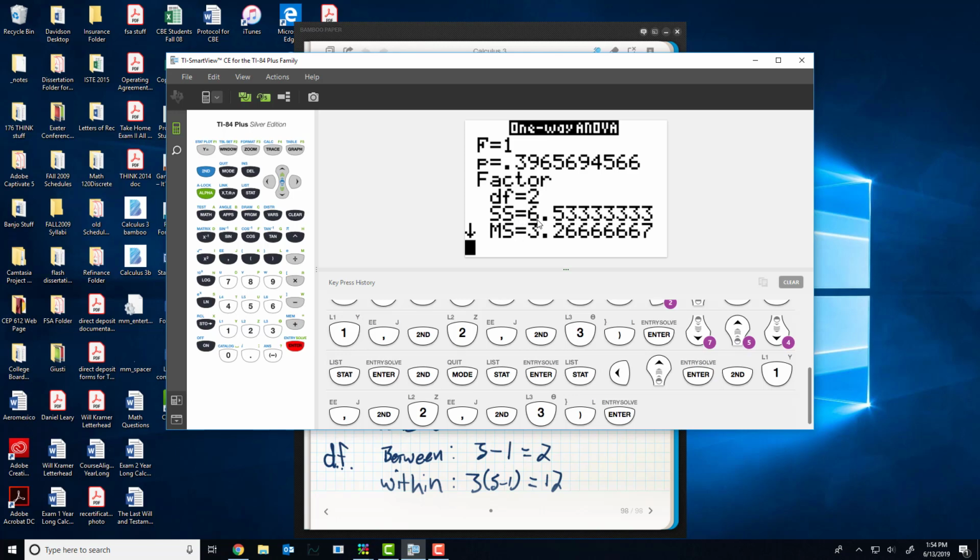The sum of the squares is just if I were to take the squares of the differences and add them up. And then the mean squares is just the average. That's all that it is.